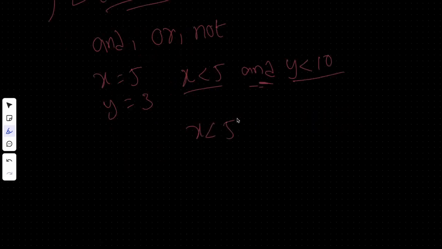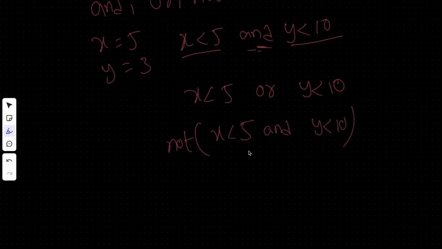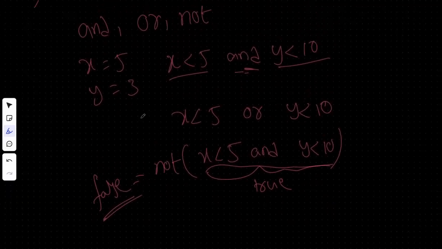X less than 5 or y less than 10, which returns true if one statement is true. We have two statements, so if any of the conditions is true, then it returns true using the OR operator. And next, the NOT operator. X less than 5 and y less than 10. Suppose it returns true and we are using the NOT operator, that means false. It reverses the result. It returns false if the result is true, right? So we'll get a false value. These are all three logical operators.